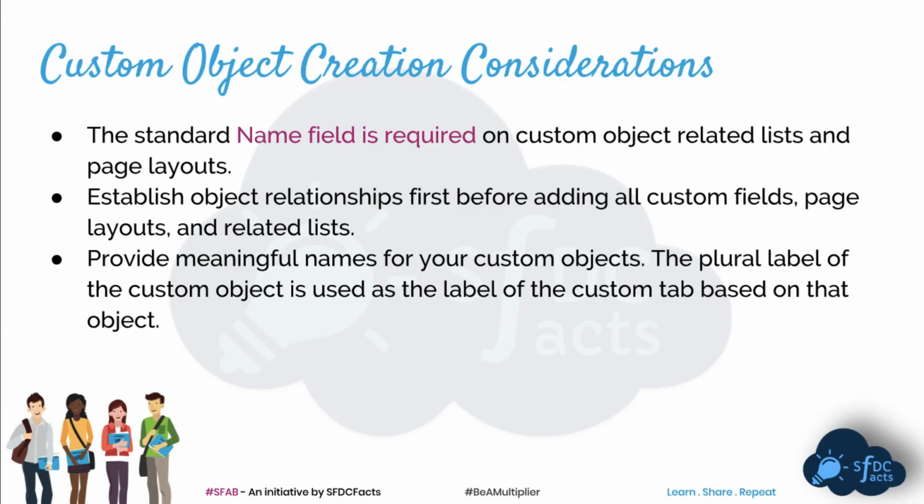So custom object creation considerations. Now, whenever you are creating a custom object, there are some basic things you should keep in mind. Okay, so there is a standard name field on a custom object, which is a required field. So it should be present in the related list as well as the page layouts. And whenever you are creating a custom object, you should always be thoughtful about the name of the custom object. We should not give any random name, and the name of the custom object should always be descriptive. Also, the field's name should always be descriptive. It should show clarity about why you want to create that custom object.